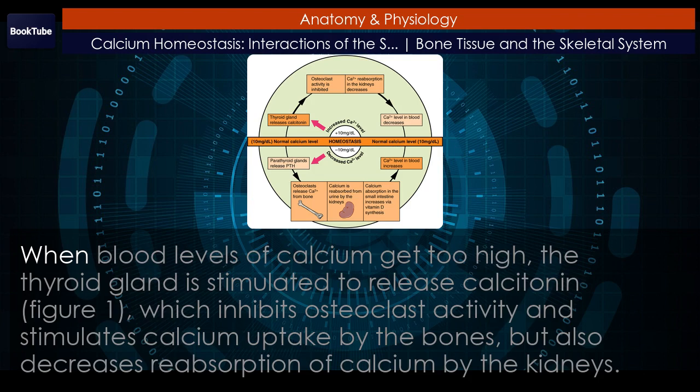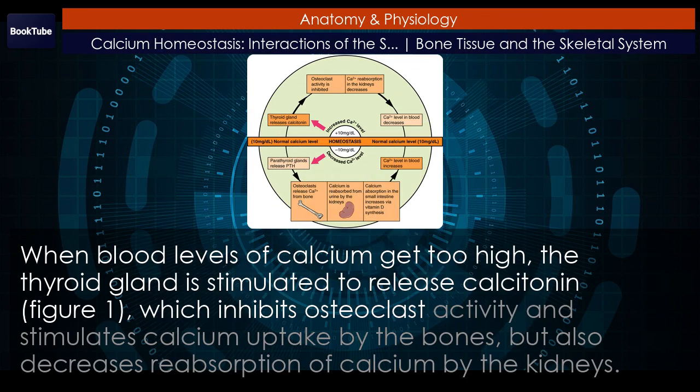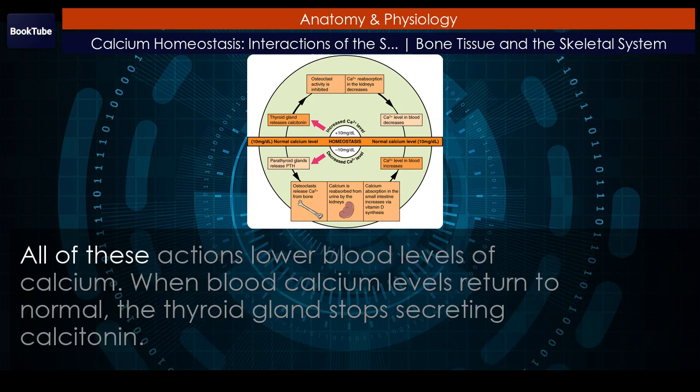Figure 1. When blood levels of calcium get too high, the thyroid gland is stimulated to release calcitonin, which inhibits osteoclast activity and stimulates calcium uptake by the bones, but also decreases reabsorption of calcium by the kidneys. All of these actions lower blood levels of calcium. When blood calcium levels return to normal, the thyroid gland stops secreting calcitonin.